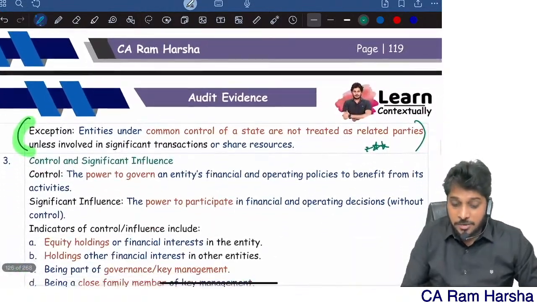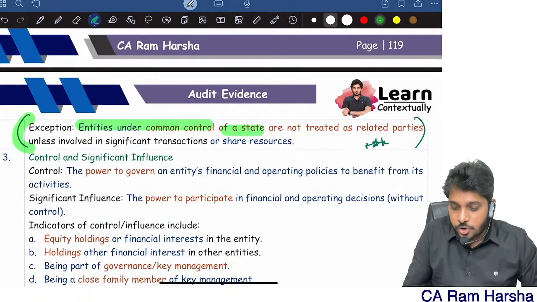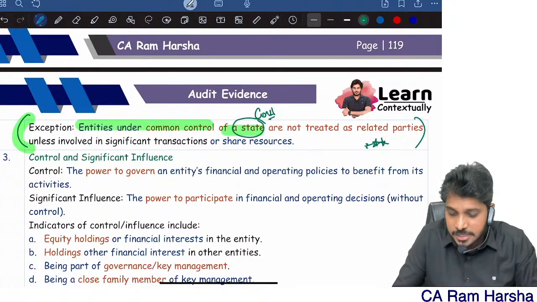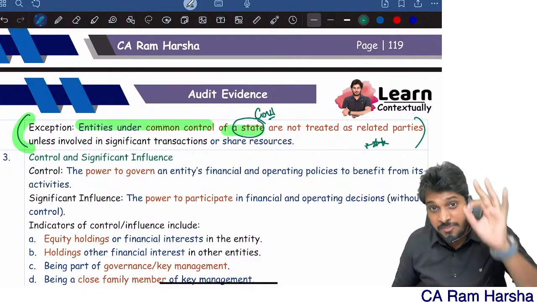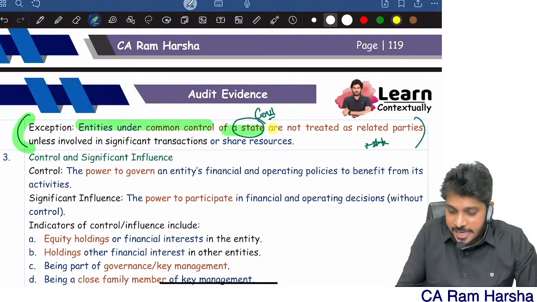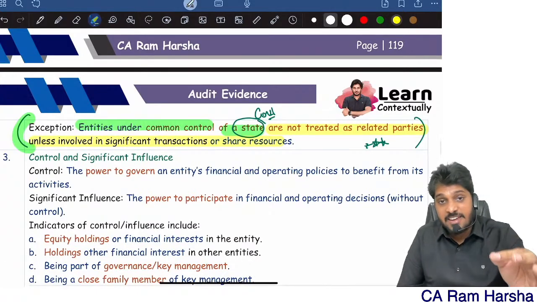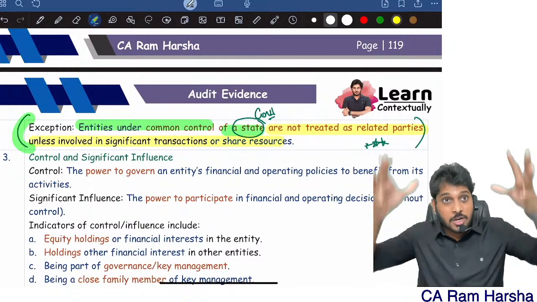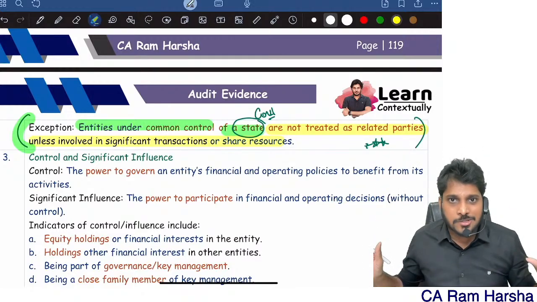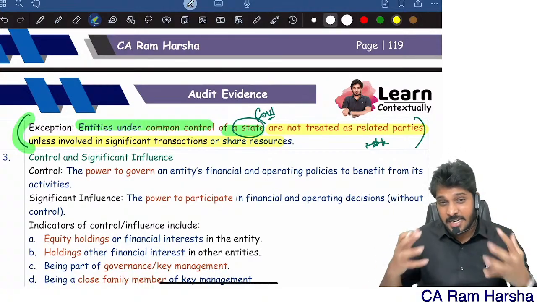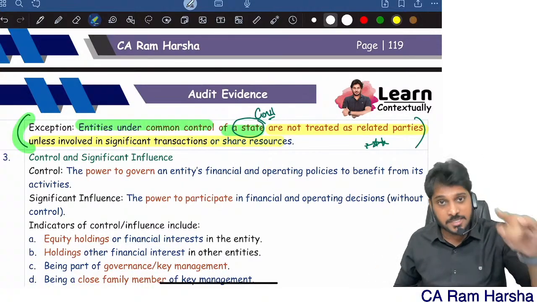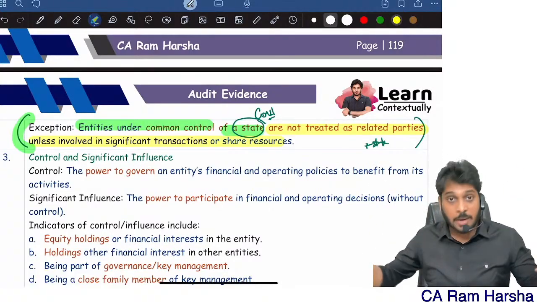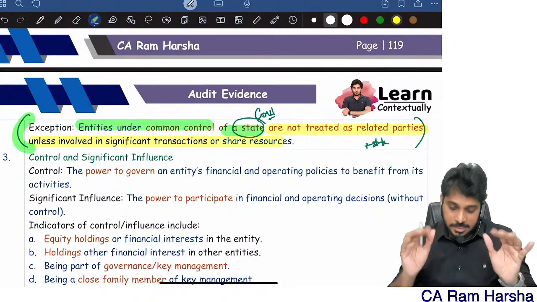Now there is one exception here. Entities under common control of a state. State here does not mean state government or central government; state means government, that's it. Entities under common control of a government are not treated as related parties unless they are involved in significant transactions and sharing of resources. However, if they engage in significant transactions with each other, they will again be treated as related parties. So just because the government has common ownership in many companies, you can't say each company is a related party to the others.